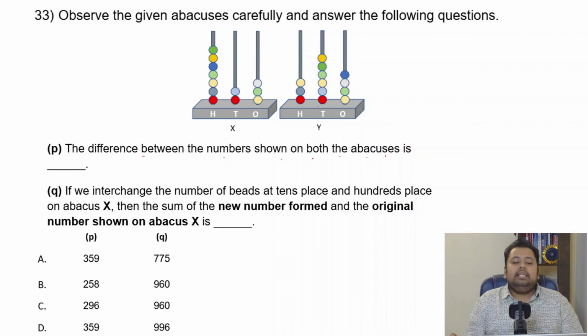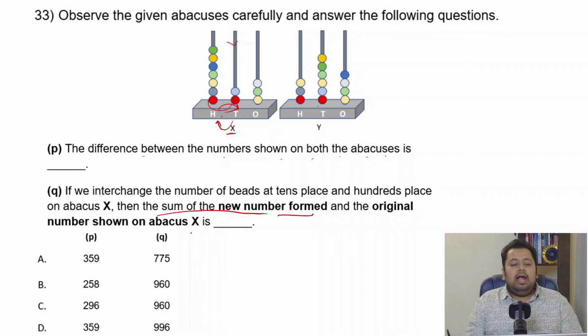Point number Q. If we interchange the number of beads at tens place and hundreds place on abacus X, so this is X. Here, what you have to do is in the tens and hundreds, you have to exchange the number of beads, right? So you have some beads over here. This would go this side, and this will come this side. Then the sum of the new number formed. So what would be the new number formed?